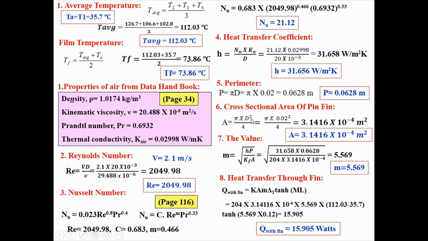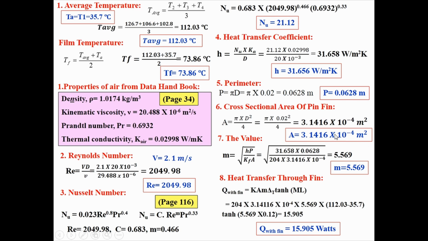After this you have to calculate the cross-sectional area of the fin. The diameter of the fin you already know, right? How to calculate the cross-sectional area? We know the formula. A is equal to π/4 into D square, where D is equal to 0.02. Substitute and get the cross-sectional area for the fin. Now the cross-sectional area for the fin is 3.1416 into 10 to the power of -4 meter square.